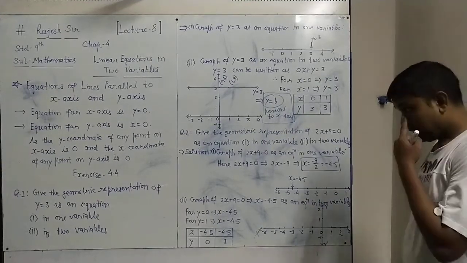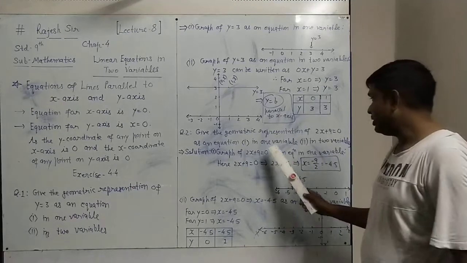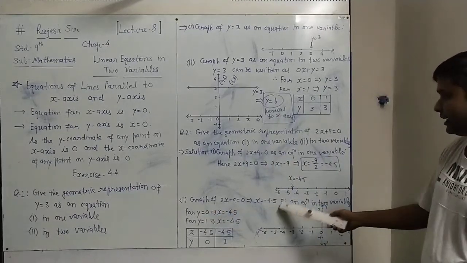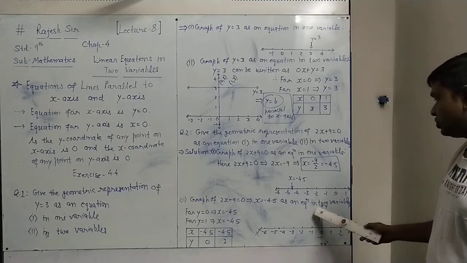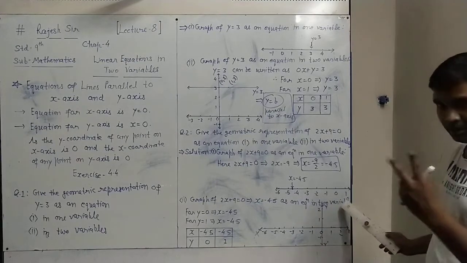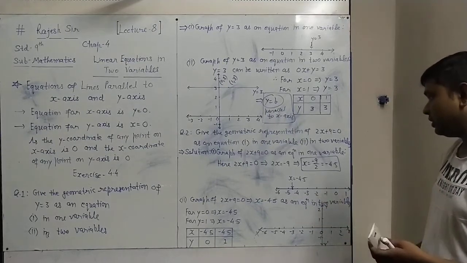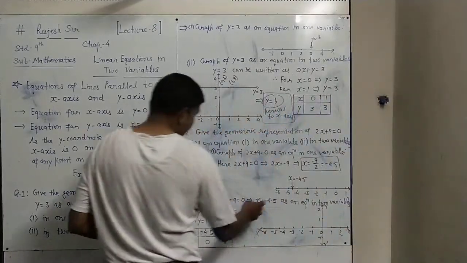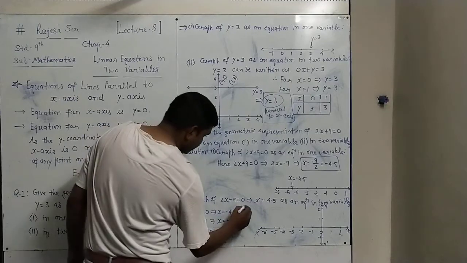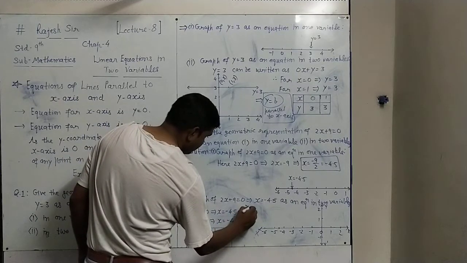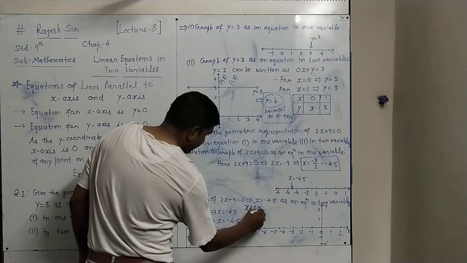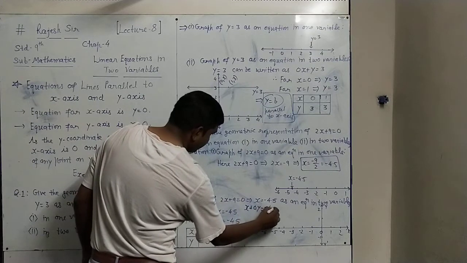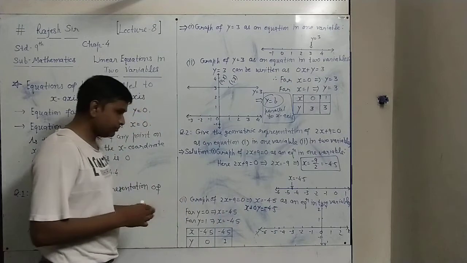Right? Now the next is the same graph in two variables, the graph of 2x plus 9 equal to 0, x equal to minus 4.5, that means as an equation in two variables. So we need to define it in two variables. Here x is given and y is not given. So what can we write? x plus 0y equals minus 4.5. That way we can consider.